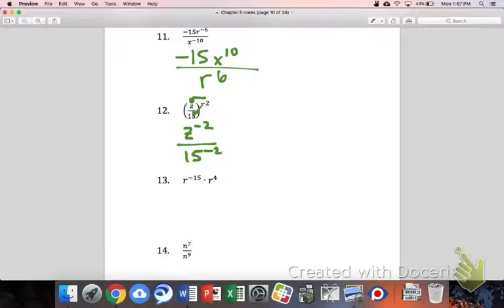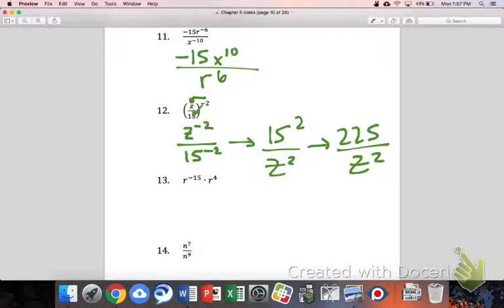So they both need to flip. So this is going to become 15 to the 2, because that 15 had a negative exponent, over z squared, once again because the z had a negative exponent. And then if you simplify completely, 15 squared is 225. It'll be 225 over z squared.